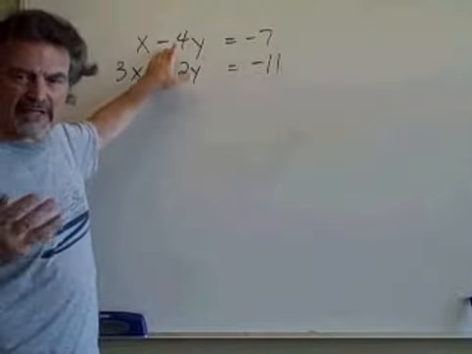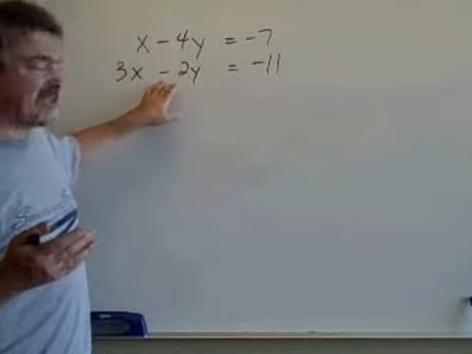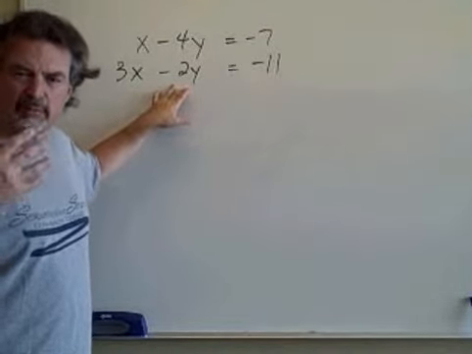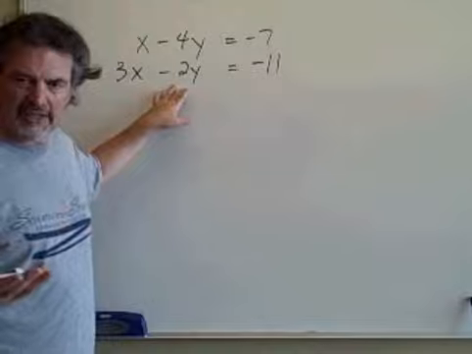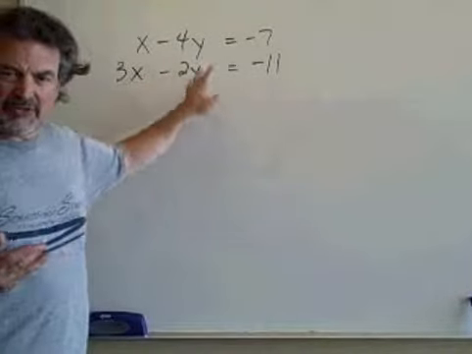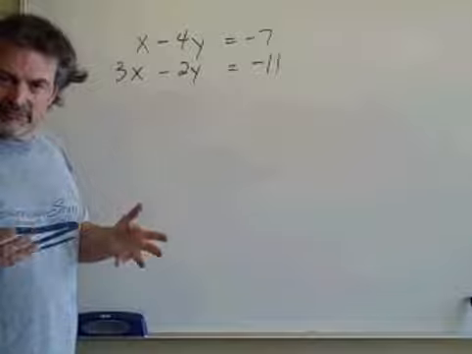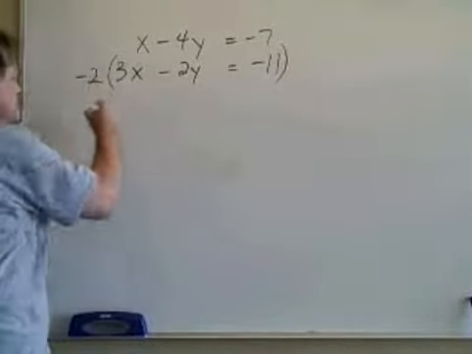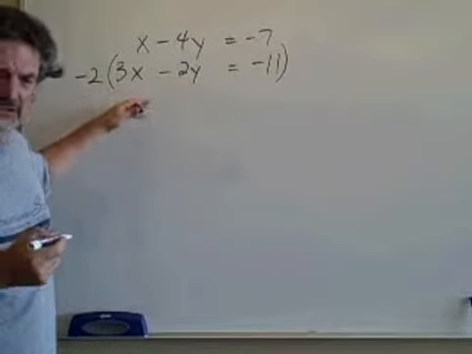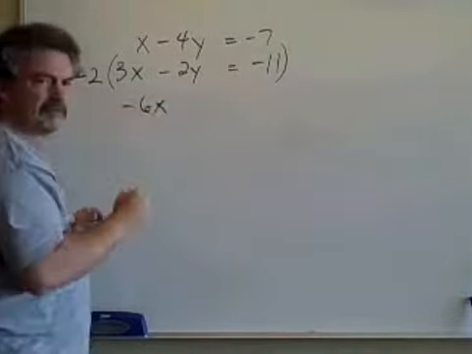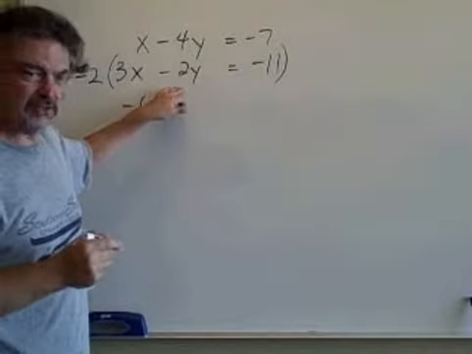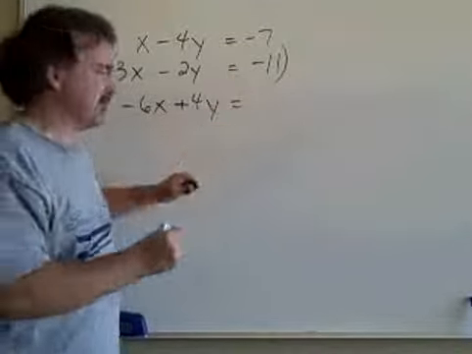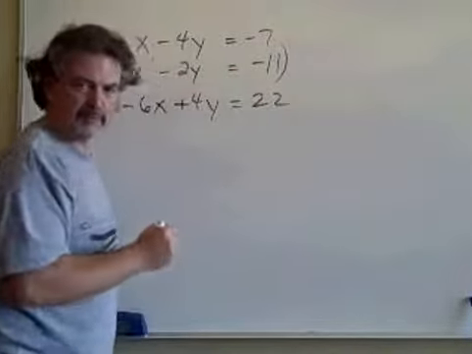So I wouldn't have to do anything to this equation if I can somehow transform the coefficient of the y in this equation into positive 4, into plus 4y. Well, wouldn't that be done by multiplying this entire equation by negative 2? Negative 2 times 3x is going to give me negative 6x. Negative 2 times minus 2y will be plus 4y. Negative 2 times negative 11 is 22.